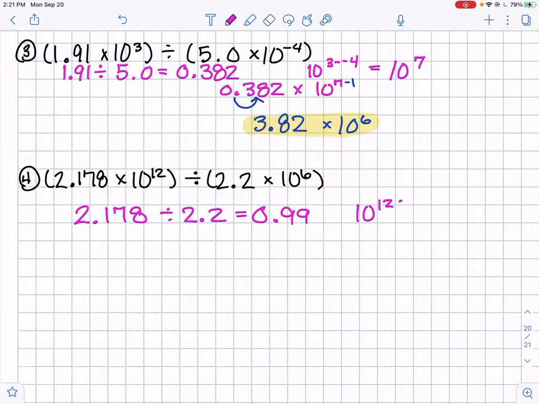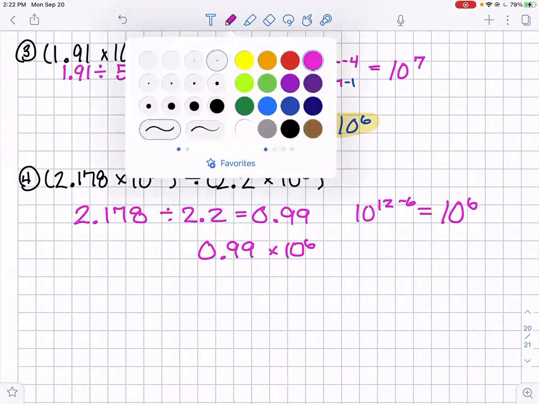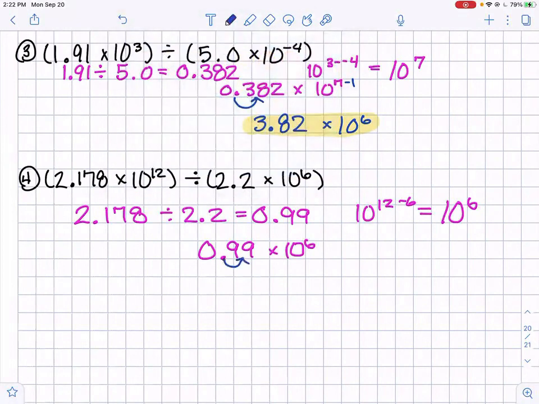Okay, 10 to the 12th minus 6 would be 10 to the 6th. So I've got 0.99 times 10 to the 6th. Okay, move it over, subtract 1. 9.9 times 10 to the 5th power. Did I do it right? That is correct.